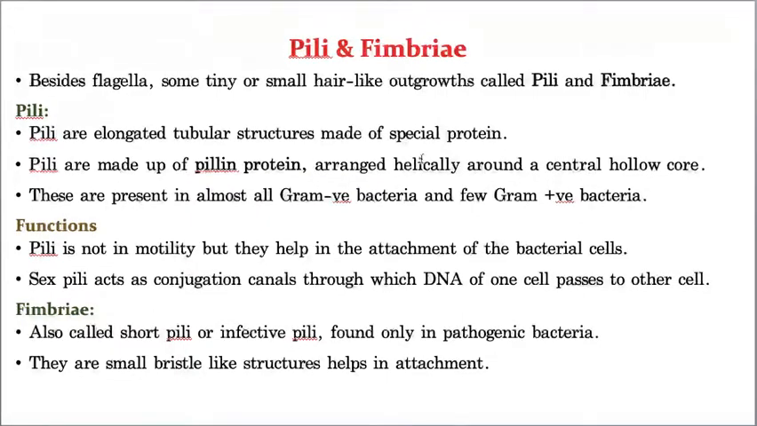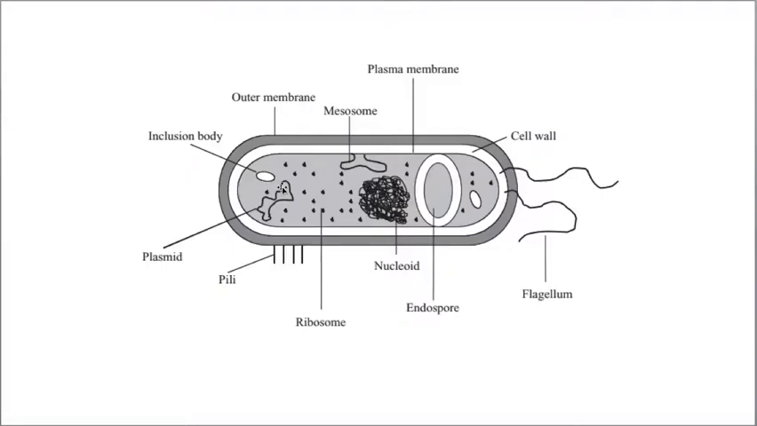Now the last one is pilus, pili and fimbriae. Besides flagella, there are some tiny hair-like outgrowths called pili and fimbriae. Now let us take pili and then we'll take fimbriae. First one is pili. Pili are elongated tubular structures. If you want, I'll show you. See, these are pili, okay?